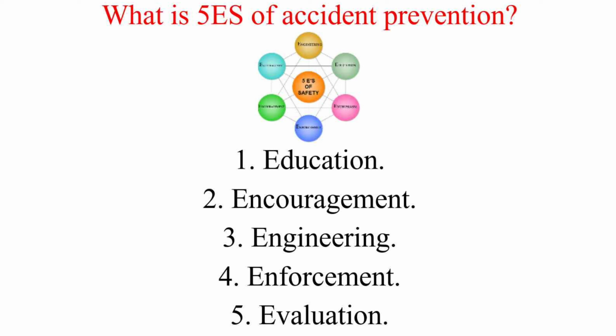What are the 5Es of accident prevention? 1. Education. 2. Encouragement. 3. Engineering. 4. Enforcement. 5. Evaluation.